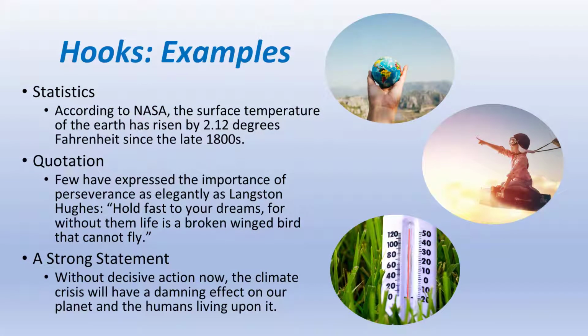So for statistics, we might have something like, according to NASA, the surface temperature of Earth has risen by 2.12 degrees Fahrenheit since the late 1800s. For a quotation, we might say, few have expressed the importance of perseverance as elegantly as Langston Hughes. Hold fast to your dreams, for without them, life is a broken-winged bird that cannot fly. Or we might have a strong statement. Without decisive action now, the climate crisis will have a damning effect on our planet and the humans living upon it.